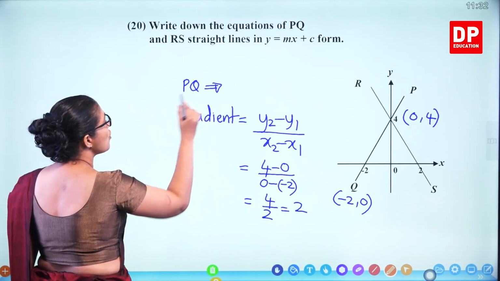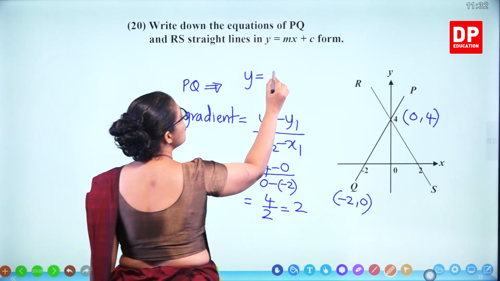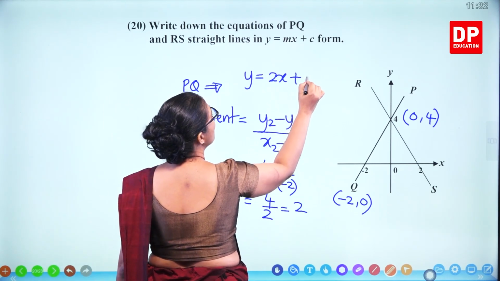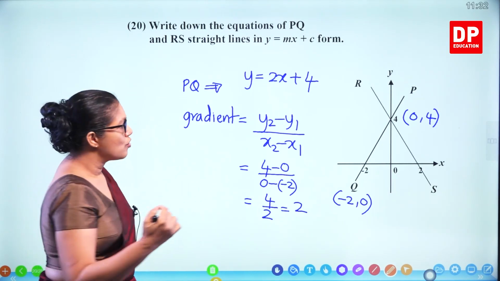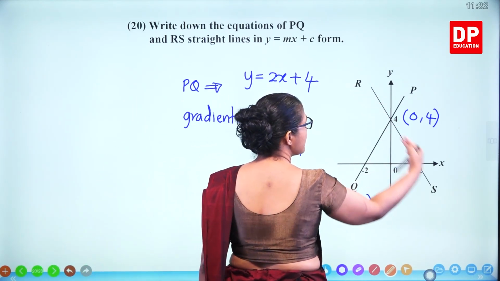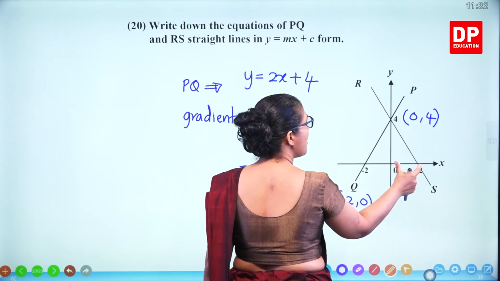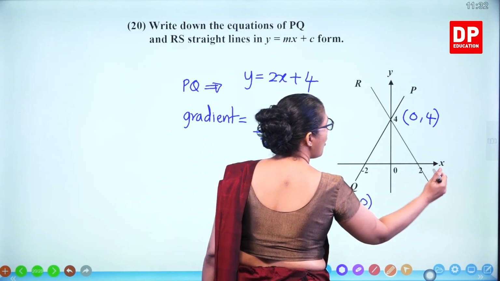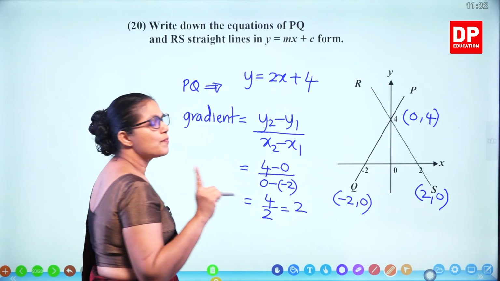So what's the equation of PQ? y equals 2x plus 4. Now easily you can write down RS. The only difference is the slope is now negative, but same points here. (2, 0) is there. So you get the same slope value.